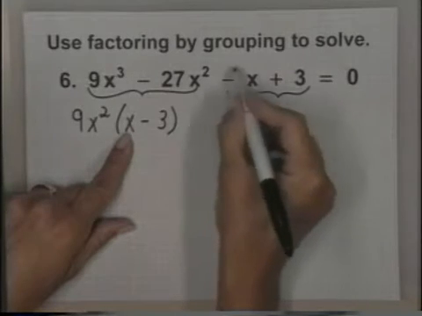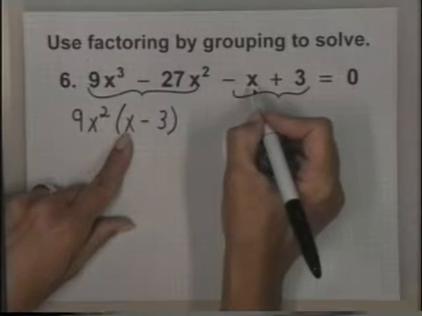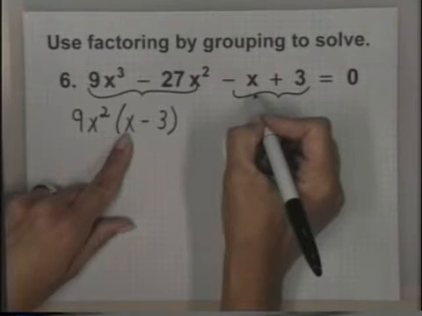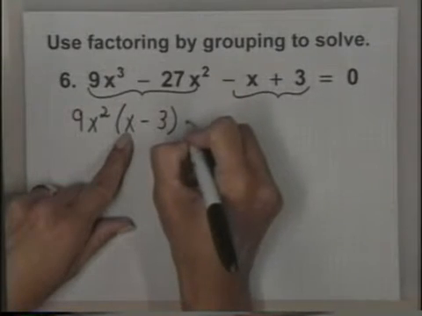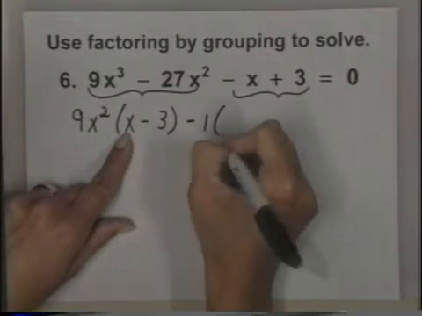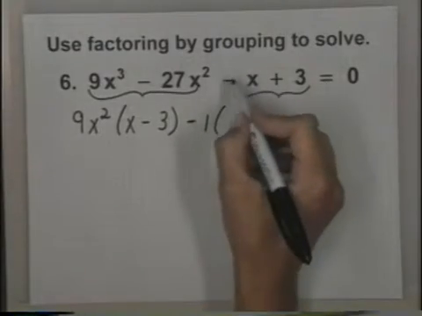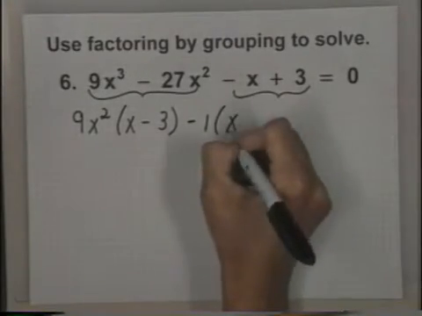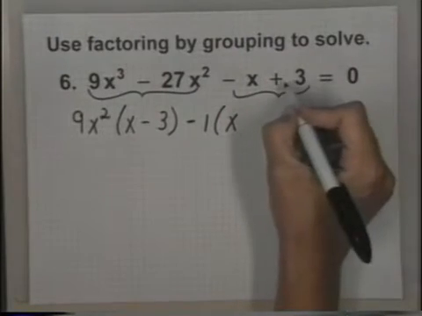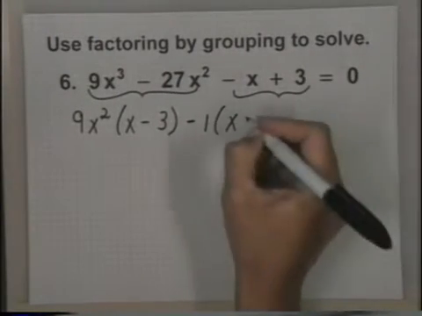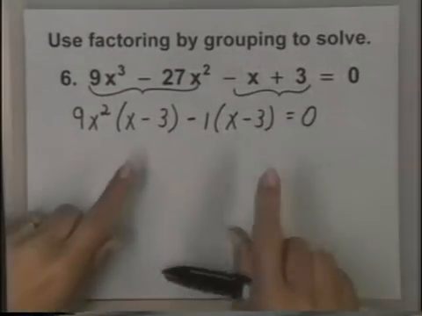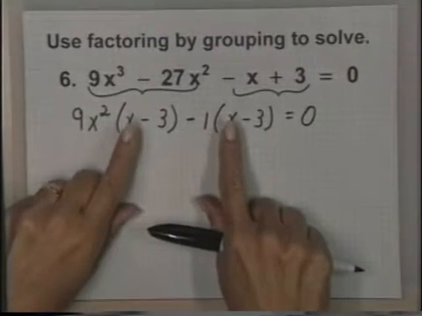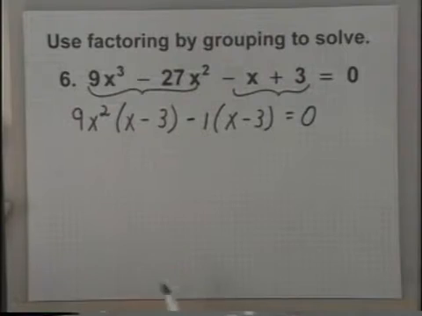So when I look at this first term, negative x, should I factor a positive 1 or a negative 1 out so that I am left with a positive x? I should factor the negative 1 out, shouldn't I? When I factor negative 1 from negative x, I am left with a positive x. And when I factor a negative 1 out of a positive 3, I am left with a negative 3. Notice my signs. I have a positive x minus 3 for a common binomial factor.